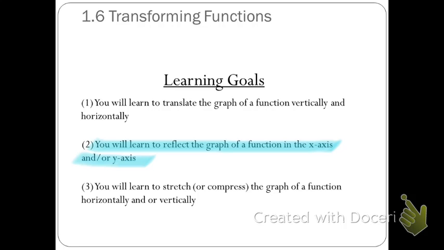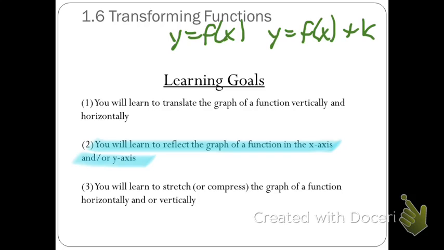In the previous video, we would take a function like y equals f of x, and we would either add or subtract a value to the output of a function if we wanted to translate up or down, or we would add or subtract the value from the input value in order to shift the graph to the left or to the right. So addition shifts up or down or left or right.